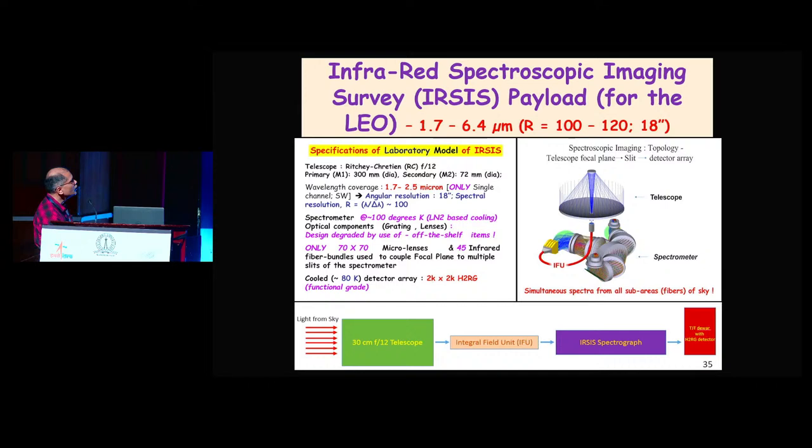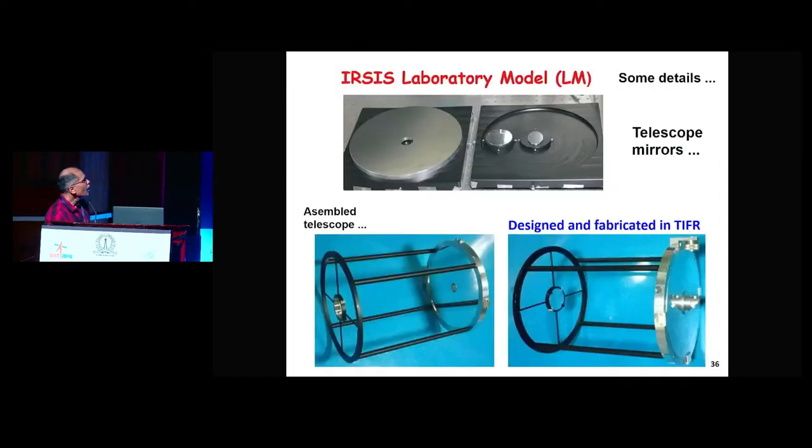And we have already developed the laboratory model of this payload in the TIFR lab. We have used only the single channel right now, 1.7 to 2.5 micron. This spectrometer uses fibers, where we take the light from a lenslet, and the fiber takes the light and makes a slit at the entrance of the collimator, spectrometer camera. For the lab model, we have used only 70 by 75 micro lenses and 45 infrared fibers. And all this work was done in-house.